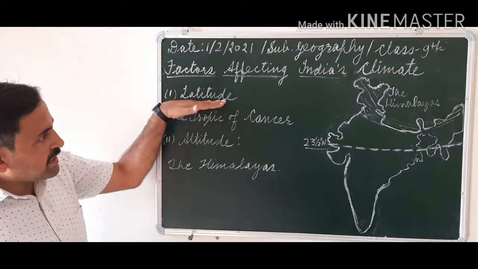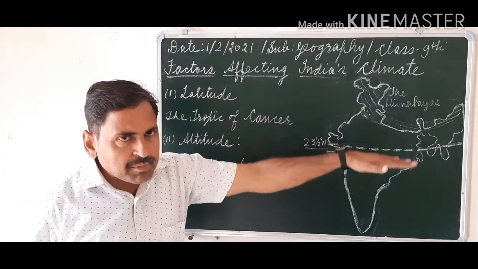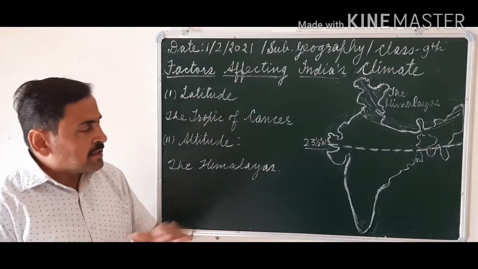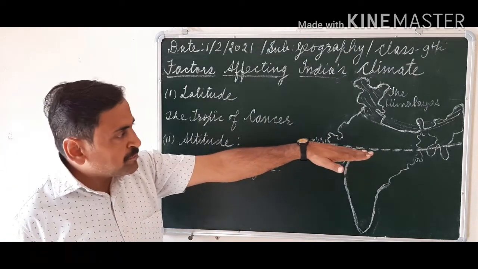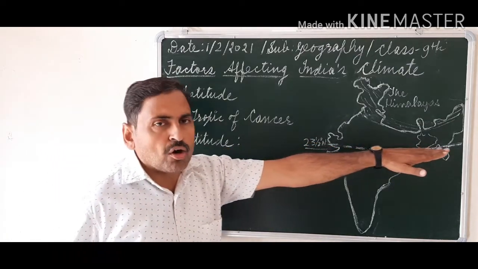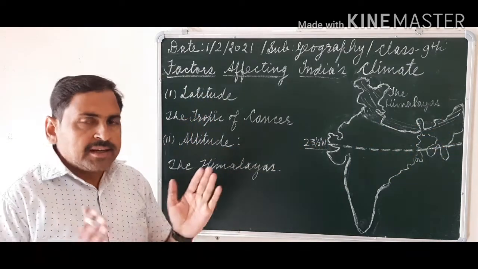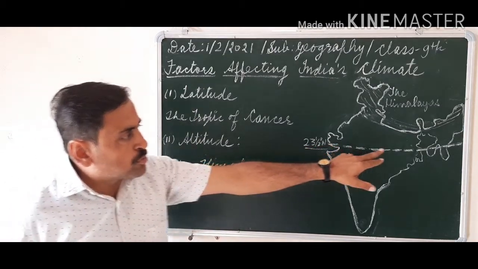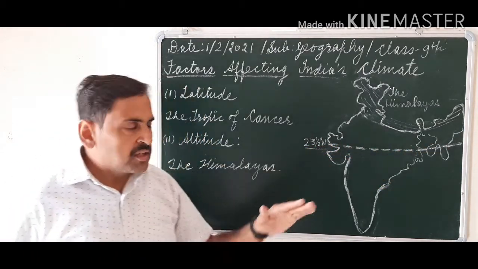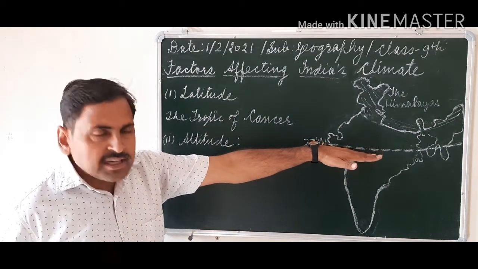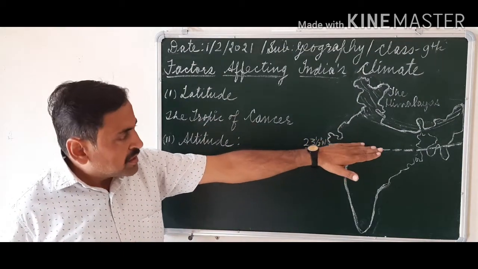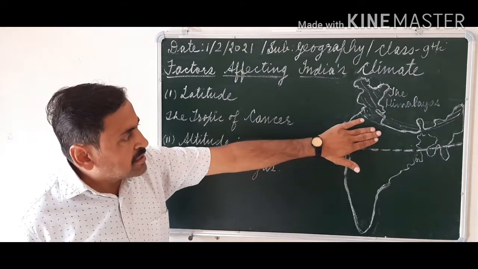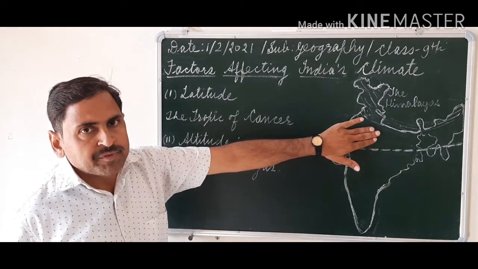First, latitude. Look at the map carefully. What do you observe? You observe that the Tropic of Cancer passes through the middle of India. It runs from the Rann of Kutch in Gujarat up to Mizoram. This line divides India in two parts. The southern part is the tropical region and the northern part is the subtropical region.